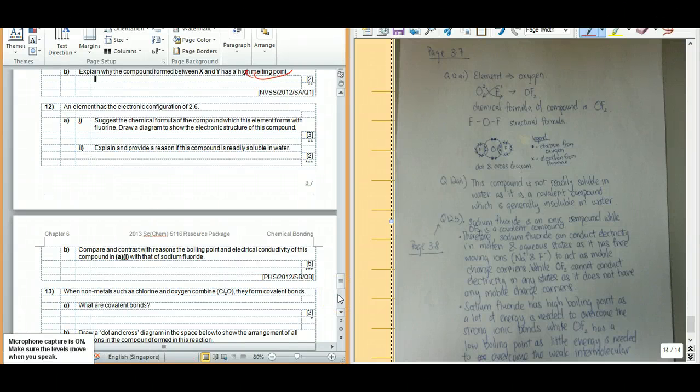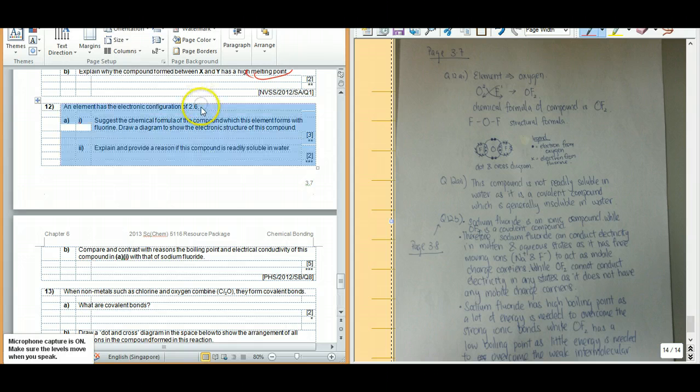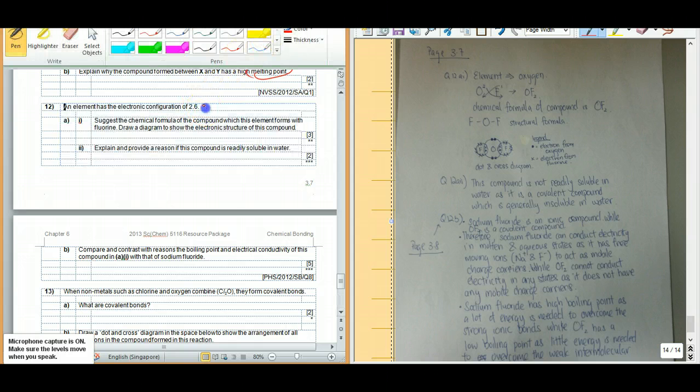Bonding essay question 12. An element has an electronic configuration of 2,6. Actually, when they give the electronic configuration here, 2,6, it's a giveaway. You will know that it has 8 electrons, which means that it will have 8 protons because this is not an ion. So therefore, you know that this is an oxygen. So suggest the chemical formula of the compound which this element forms with fluorine. Draw a diagram to show the electronic structure of this compound.